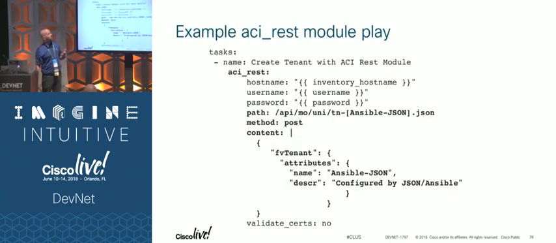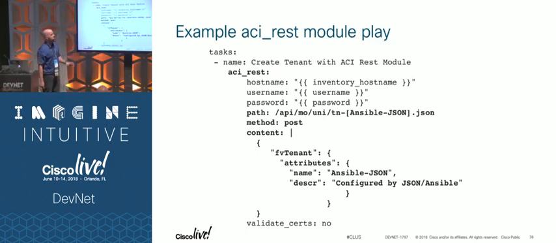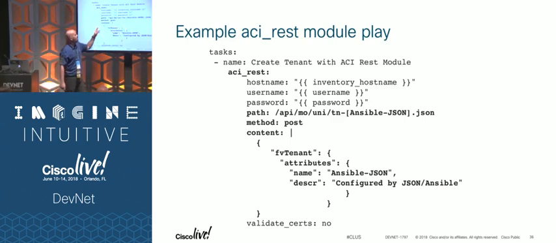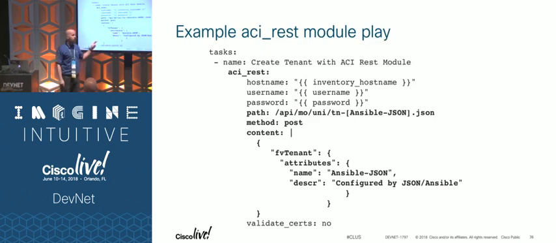So here's an example of using an ACI REST module to create a tenant. In this case, I'm calling my tenant Ansible-JSON, right? I have the full path to the actual object. I'm using a post method. That means I am actually posting my configurations, or configuring it, on the target APICs. My content here is my JSON content. It can be XML. If you're more inclined to use XML, you can use XML. And then, of course, here we have validate certs.